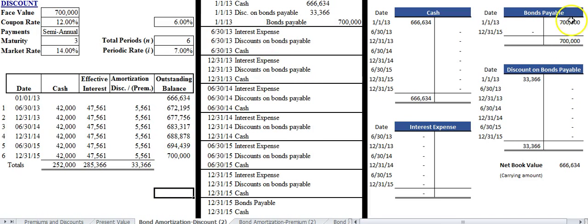Notice how now in our GLs I have a bonds payable of $700,000, discount on bonds payable of $33,366, which I booked here. So the net book value of the bond is going to be $666,634, and that's what's known as the carrying amount. This is a contra account to the bonds payable account. So when it's presented, more than likely, this is the amount that's presented, not these two separate amounts. It's presented together, but GLs are done separately, okay? So it's a contra account. Slowly but surely, we're going to amortize this until it reaches zero, and we're going to have it flow into interest expense. So let's see how that occurs.